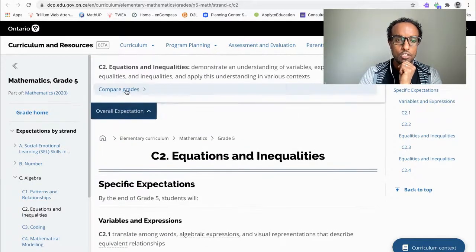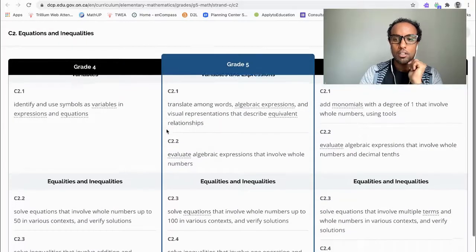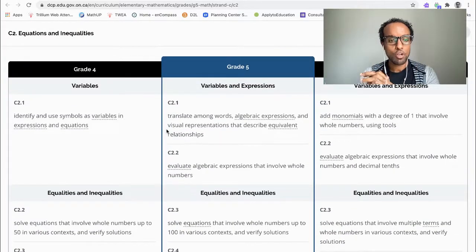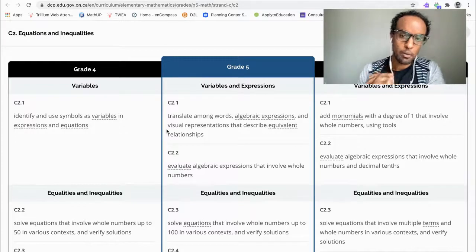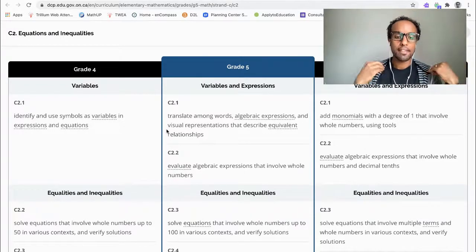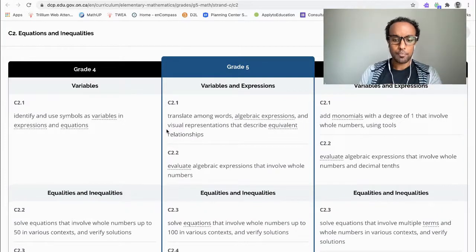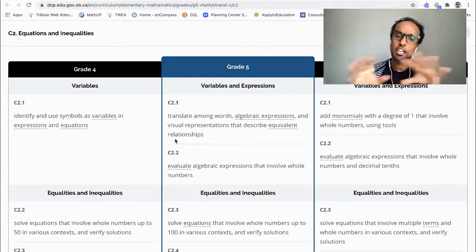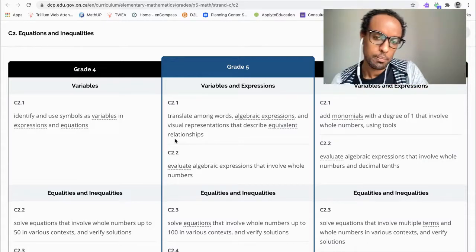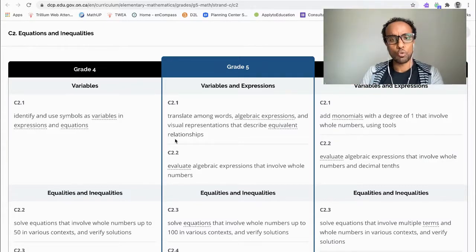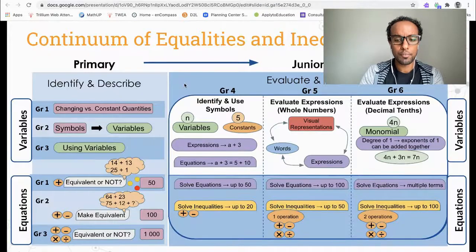We're going to compare the grades here. This is just a table snapshot of two areas we're going to look at. We're going to look at variables and expressions, and then equations and inequalities across 4, 5, 6. All the information in this table, we're going to convert into a visual form like we did last time, so we can speak to the visual a little bit easier. So we have that right here.